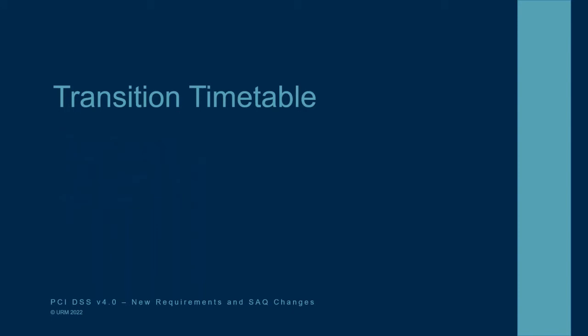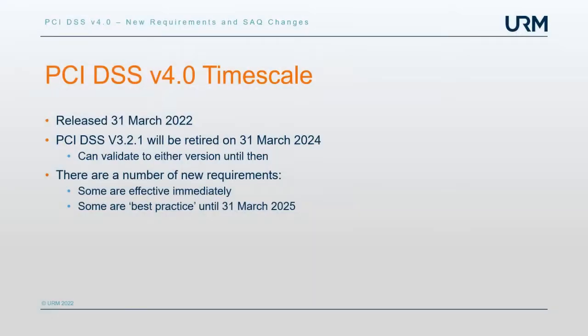Okay, if you're just looking at the transition timetable, I think the key things we're going to be focusing on are: when do I need to start using version 4? When will 3.2.1 retire? And how long do I have to implement the new requirements? So without further ado, if I can hand over to Alistair.